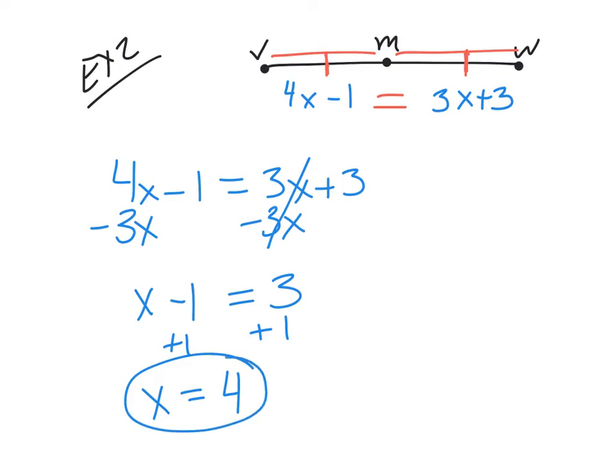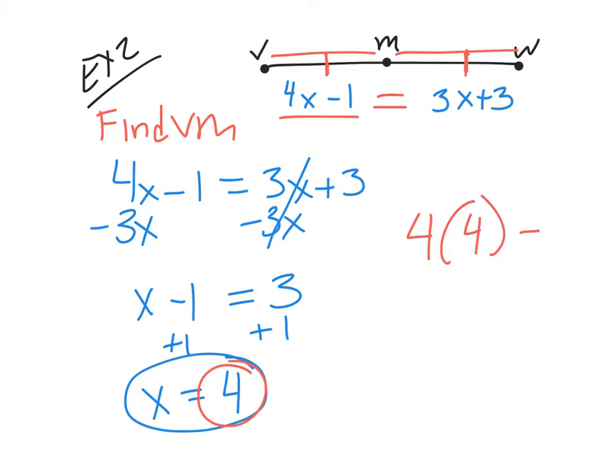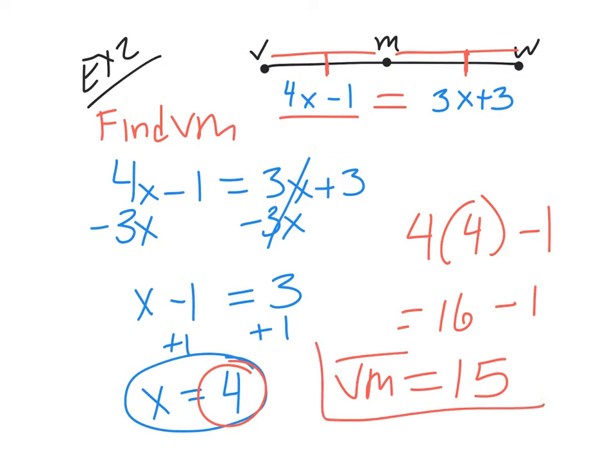But what is it asking us to find the length of? Yep, it wants us to find VM. So I look up here at VM, and that's the first equation. So I'm just going to take this 4 and plug it in where that x is. 4 times 4 minus 1. What's 4 times 4? 16. You were giving me the answer already. So then the length of VM equals 15. Cake, right?